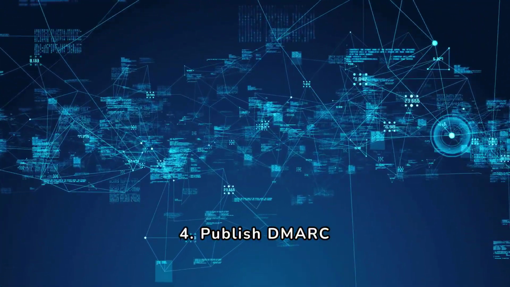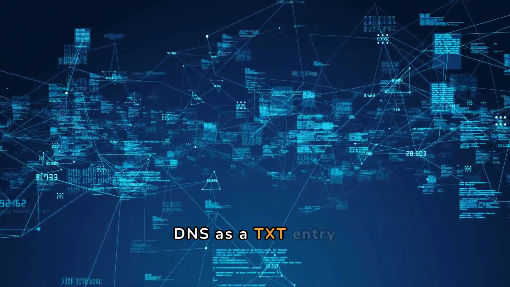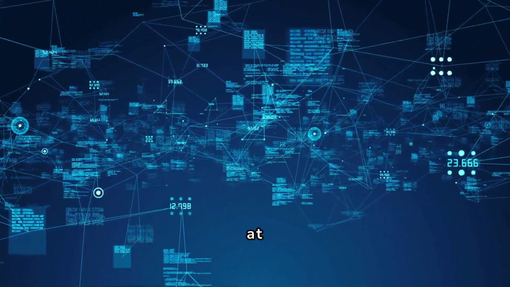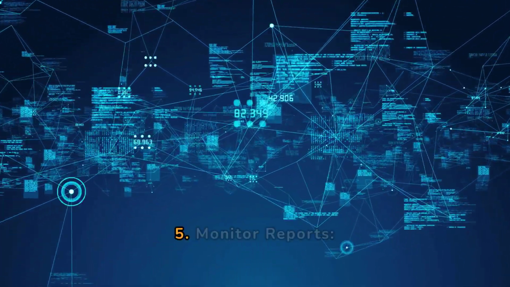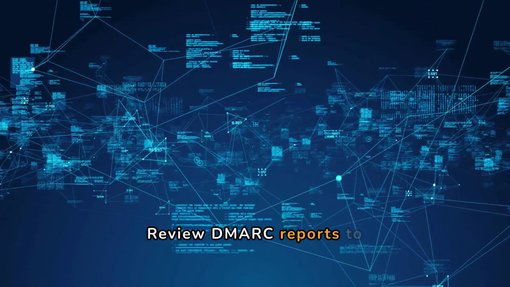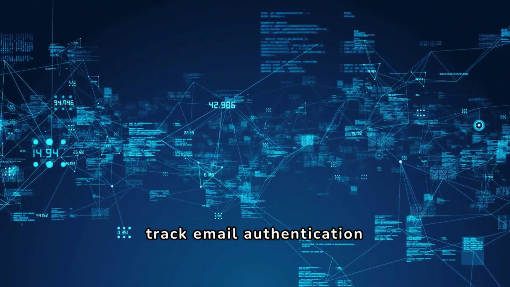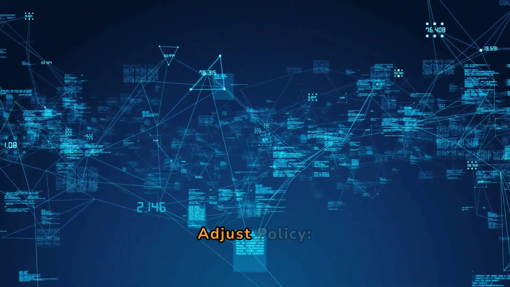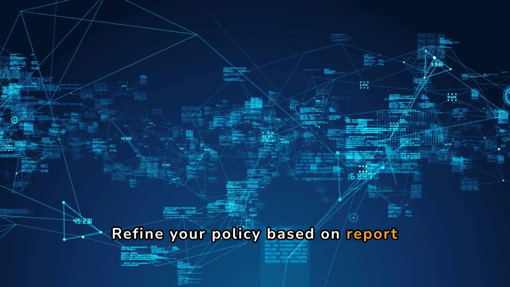4. Publish DMARC record. Add the record to your DNS as a TXT entry at _dmarc.yourdomain.com. 5. Monitor reports. Review DMARC reports to track email authentication performance. 6. Adjust policy. Refine your policy based on report insights.